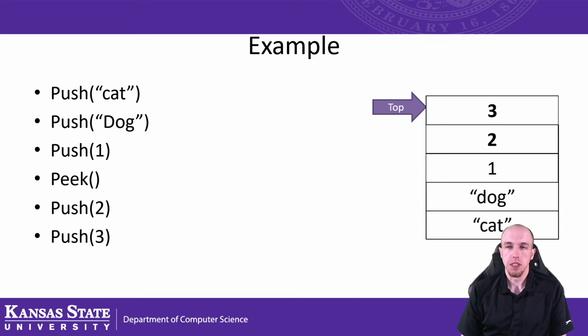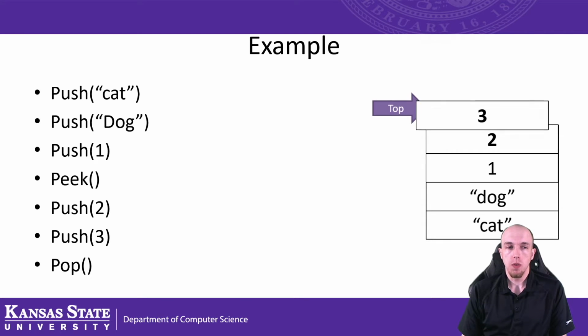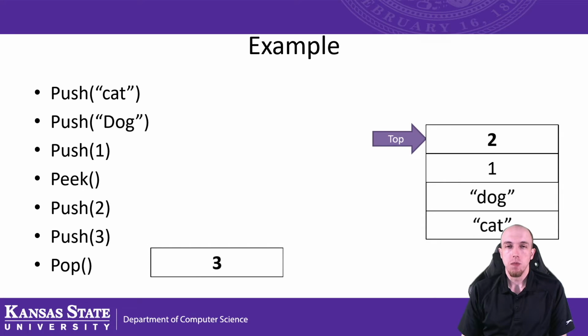In future labs, we'll learn how to implement our own stack and have to grow our underlying data structure in order to make room for those new elements. Now, when I remove elements from my stack, I want to use pop. Pop takes no parameters, but when I pop, it removes the element on the top of the stack and returns that value.